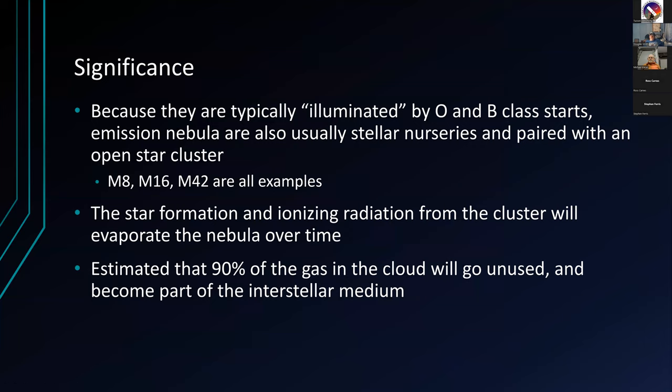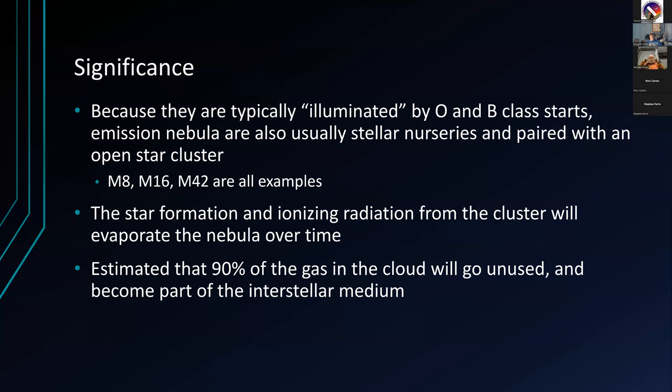These are important for a number of reasons. These nebulas are illuminated by young O and B class stars, and O and B class stars are always going to be young. They have very short lifespans compared to other stars, measured in the tens of millions of years, compared to the billions of years for stars like our sun, which means that you will almost always find with an emission nebula what's known as a stellar nursery. The emission nebula itself is often forming new stars within it. The Lagoon Nebula M8, the Eagle Nebula M16, and the Great Orion Nebula M42 are all classic examples of this.